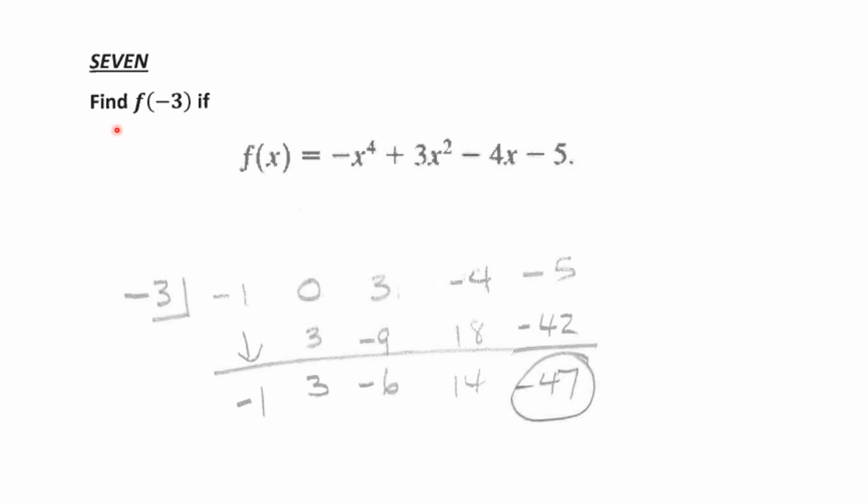This is problem 7. You were to find this function evaluated at minus 3. You can do that simply by using synthetic division. You do have to insert a 0 here, though. You find the answer is minus 47.